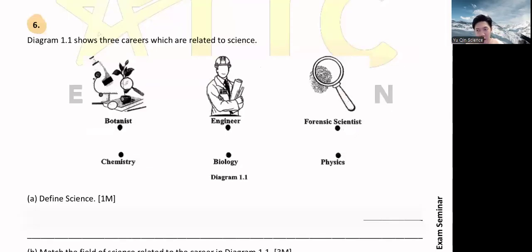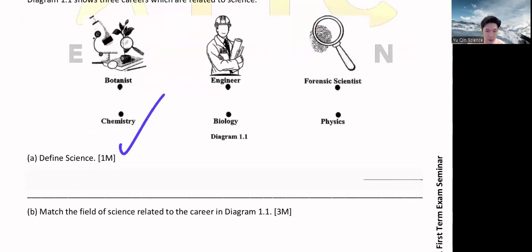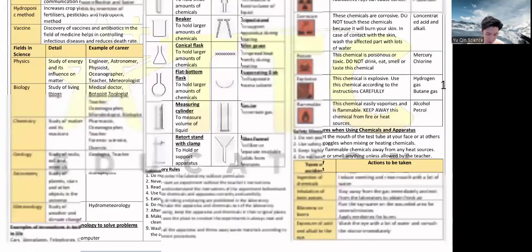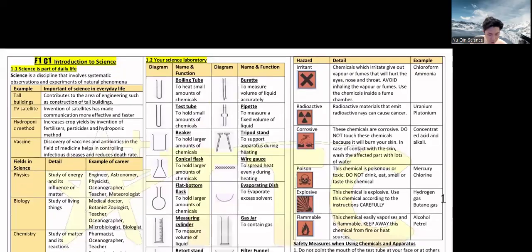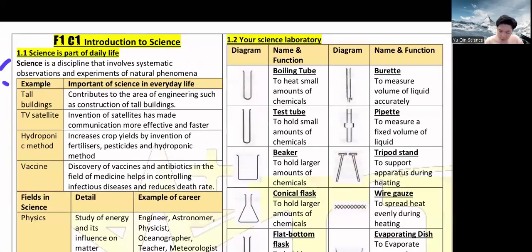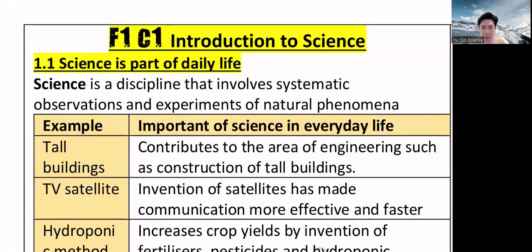Just draw lines to the correct occupation and field of study. Can you all go ahead? Draw the correct one. And then you also want to copy the definition of science. You want to memorize it from here. So this is the definition: Science is a discipline that involves systematic observation and experiment of natural phenomena.